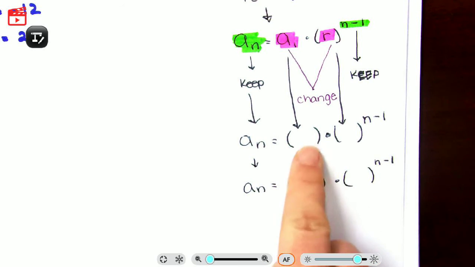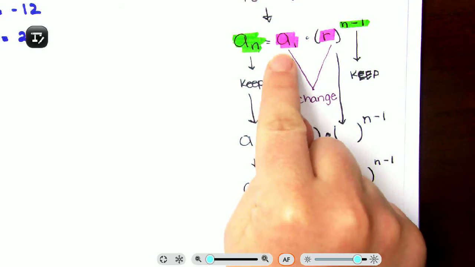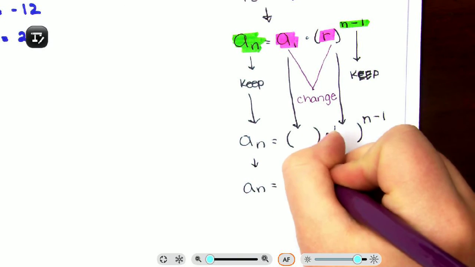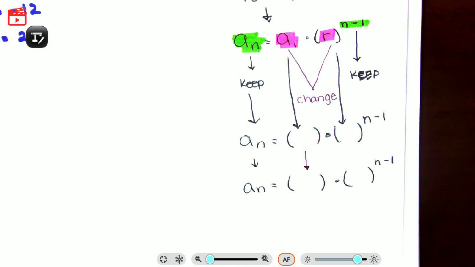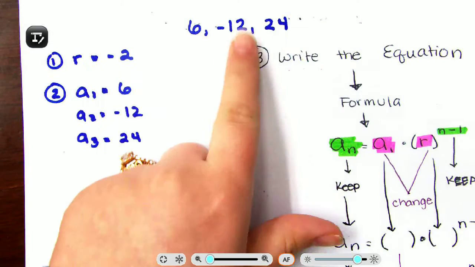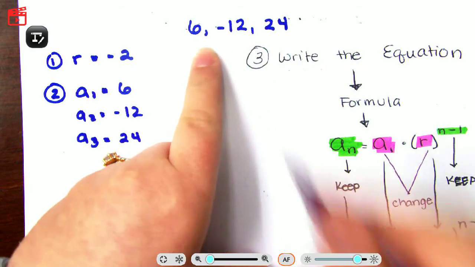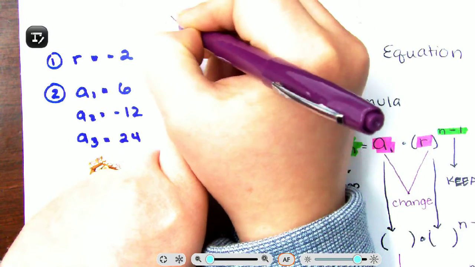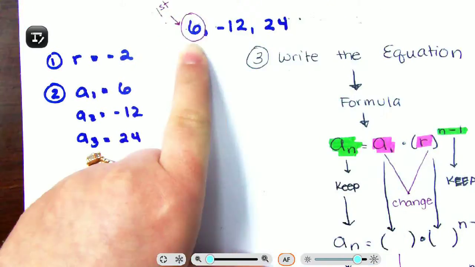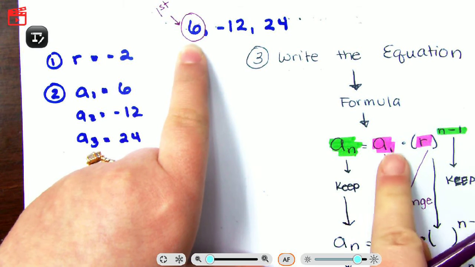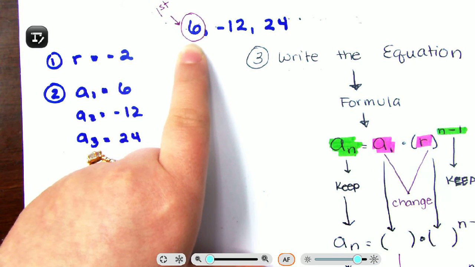So in this bubble, my a sub 1, my number that is in the first position. What number is in the first position? Well, we can look here at number 2 where we can just look at our sequence. The first number that you see is 6. So I'm going to put 6 instead of a sub 1.